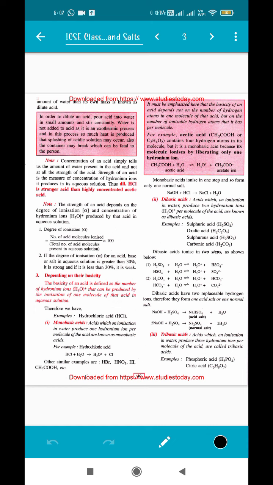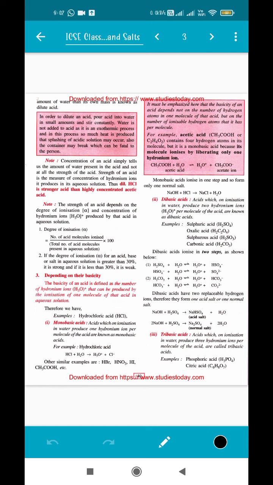Similarly, for H2CO3, carbonic acid, H2CO3 plus H2O, so carbonic acid plus water will give you a hydronium ion first of all. Along with that, as you can see from H2CO3, one hydrogen has been removed. So HCO3 minus. Now HCO3 minus again will react with water. It will ionize and form H3O plus and CO3 2 minus. So as you can see, the last ion in the second step does not contain any hydrogen. That means it has been fully ionized, fully converted into its constituents.